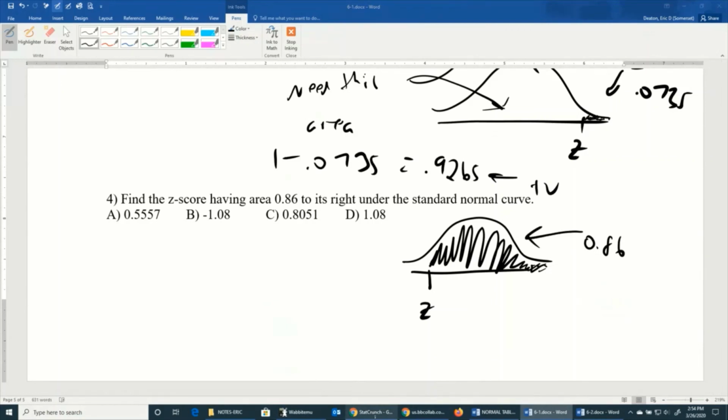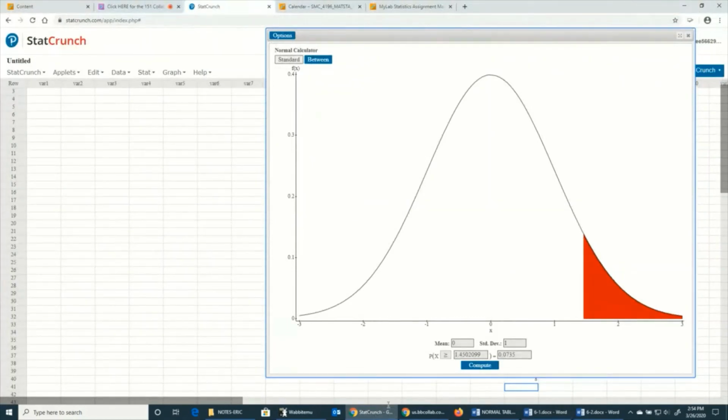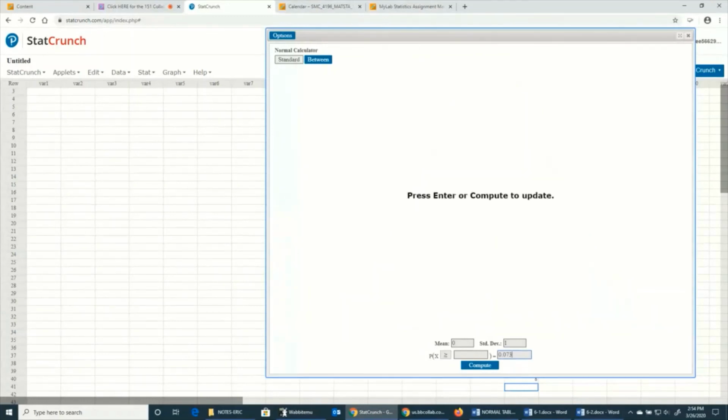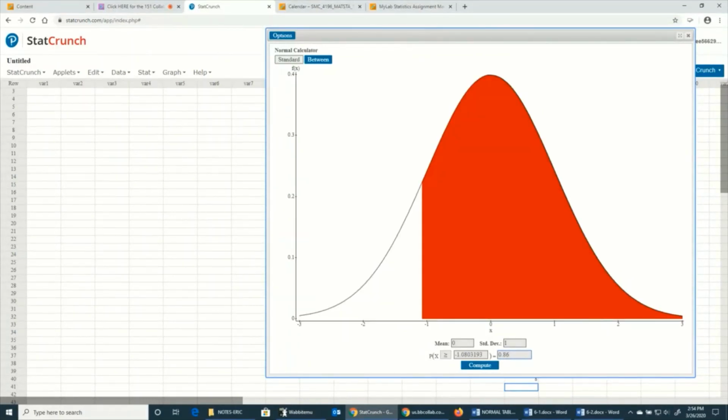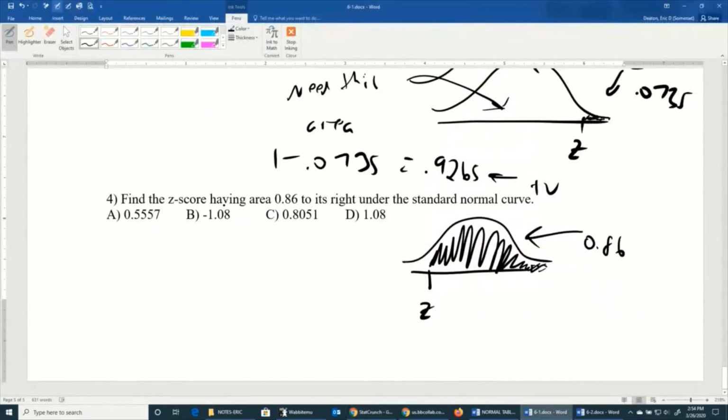Statcrunch is so great. Let's just use it. 0.86 to the right. I've already got greater than there, so I need to change that to 0.86. Just hit enter. Looky there. The reason why I have to draw the graphs is because if I use Statcrunch, it should correspond closely with what I have. So the answer is negative 1.08, which is B.